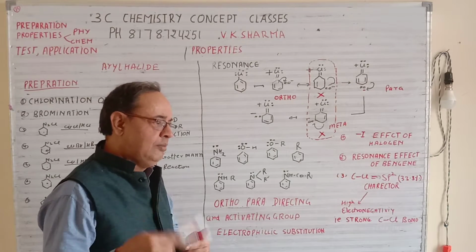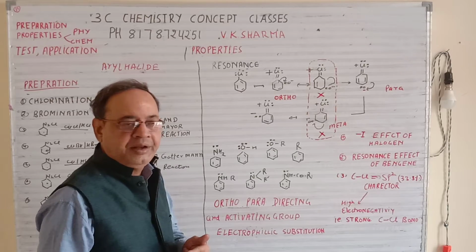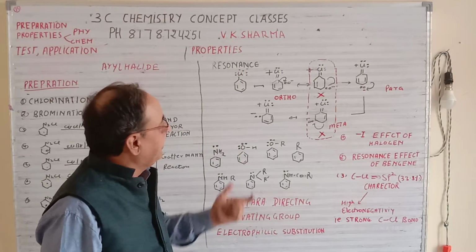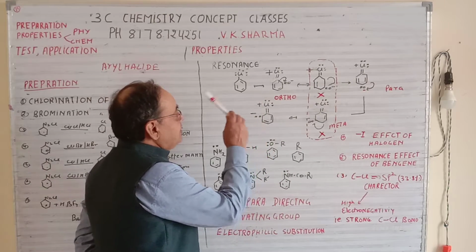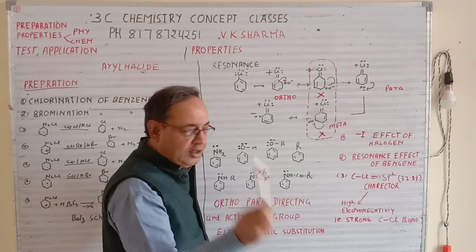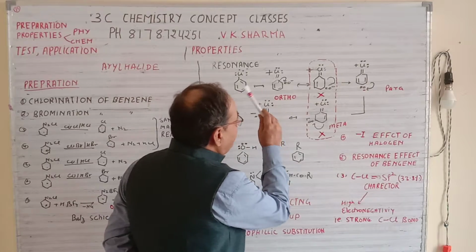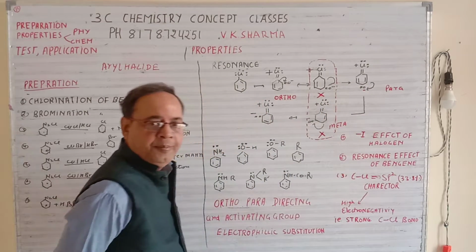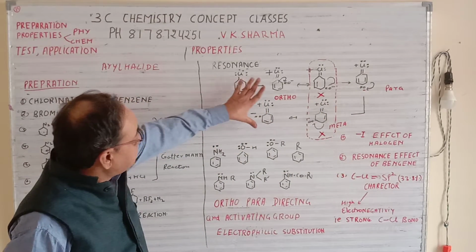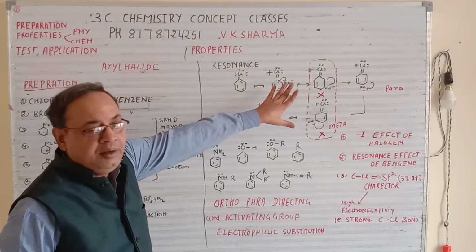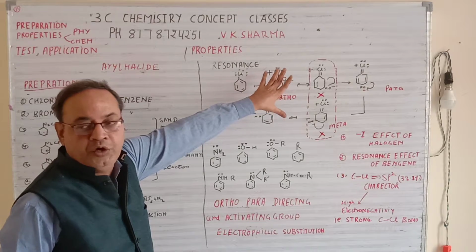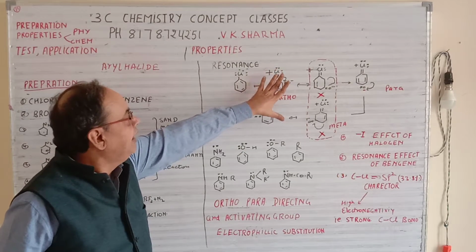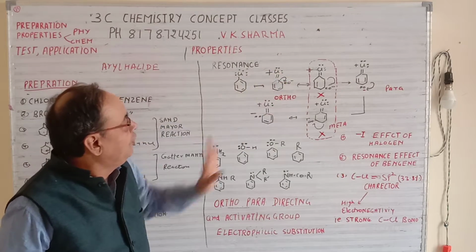So this individual movement of the electron within the benzene ring is called resonance. And this resonance, what does it give? It gives us two stable compounds which are available for the reaction. One is on the ortho position and one is on the para position. So such compounds, when halogen is there, will be ortho para directing. So it will form an ortho para character.